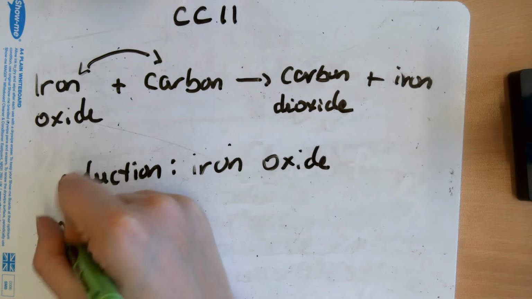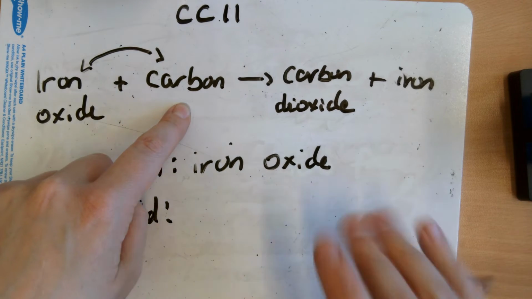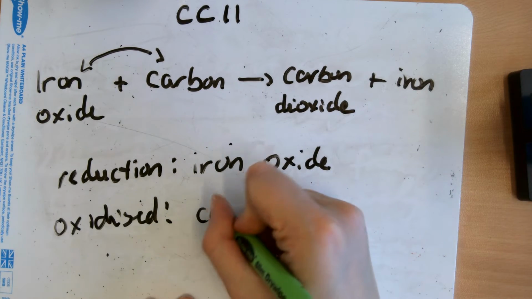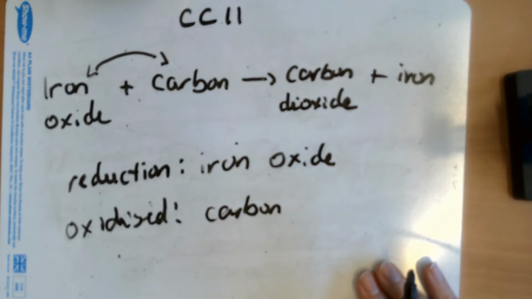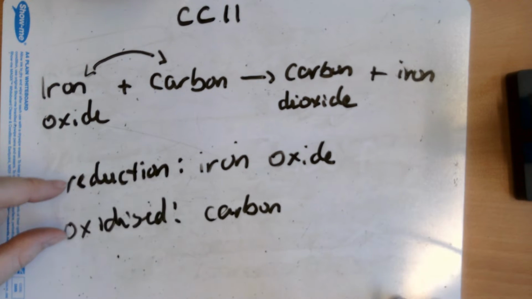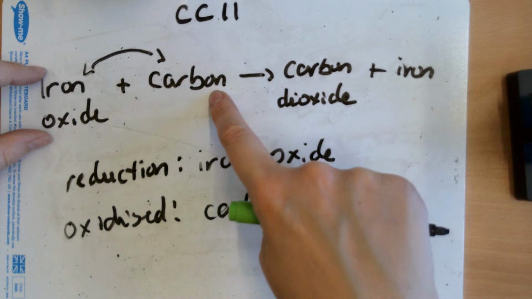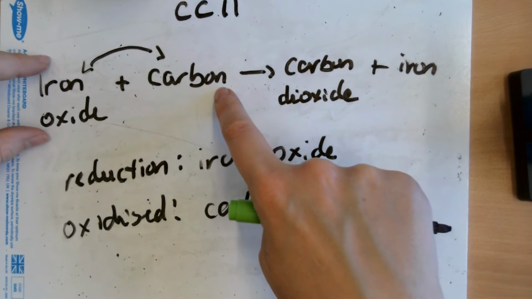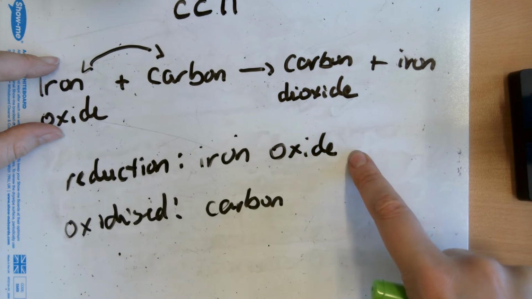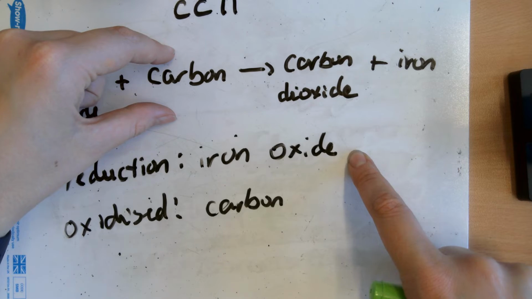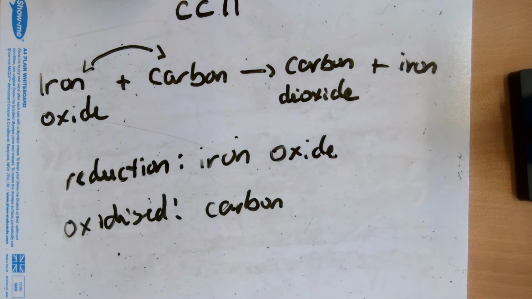The other one, they'll ask you what is oxidized. So what doesn't have oxygen on the left, that does have oxygen on the right. And the answer for that one is going to be carbon. Carbon starts off with no oxygen and ends up with oxygen. So carbon is oxidized. So when you're answering these questions, you're always looking at the reactants side. And you're going to write your answer exactly as it appears on the reactant side. It's iron oxide on the reactant side. It's iron oxide that's reduced. Carbon, it's carbon that's oxidized. Okay, so make sure you include the oxygen there.